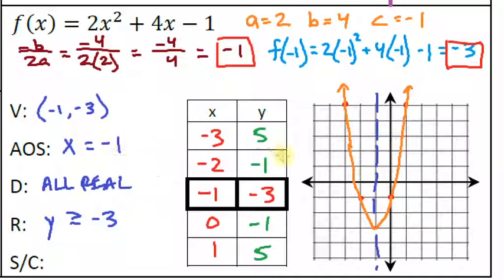And the last thing, is this stretched or compressed? You can see the a value is positive 2. That's greater than 1. That means our parabola is being pulled up or stretched. So I'm going to write this is a stretch. Okay, wrapping up this video. We'll finish up the last part on the next video.